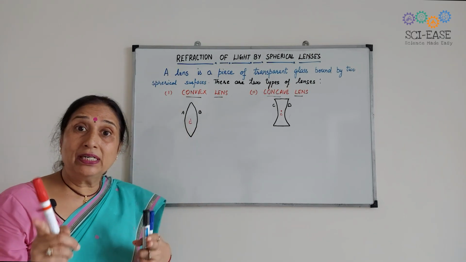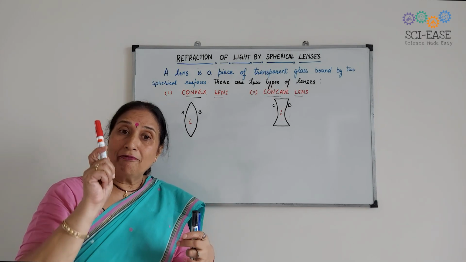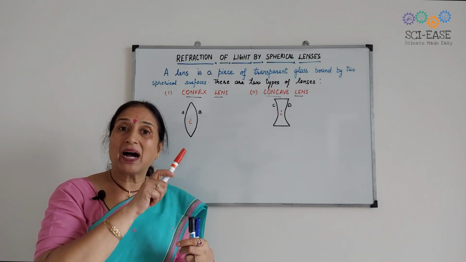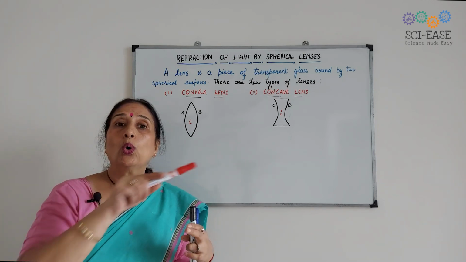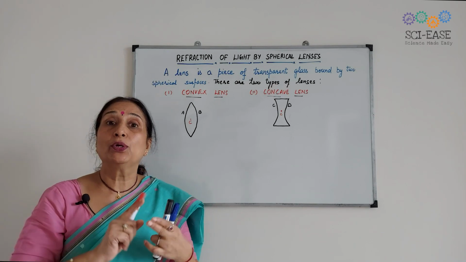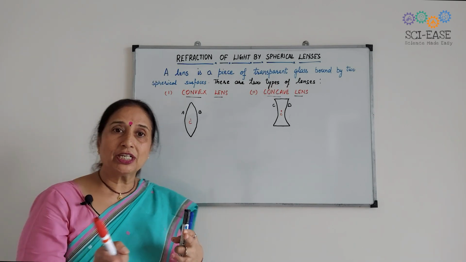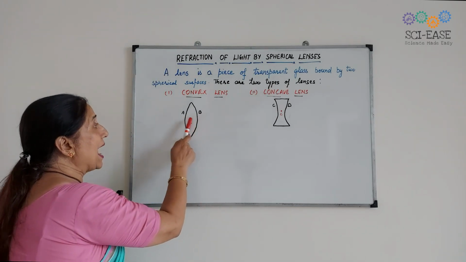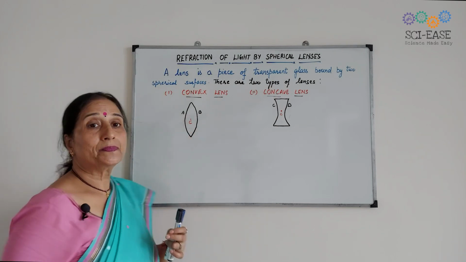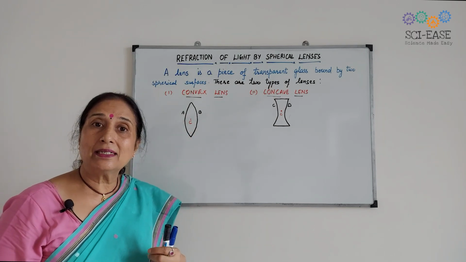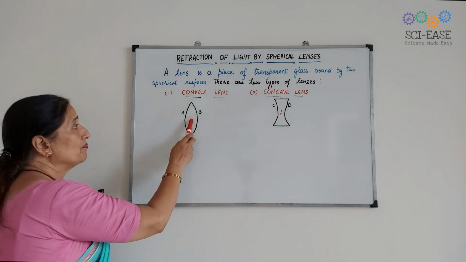And I must tell you this thing, that when a ray of light passes through the optical center, it will go in a straight line. There will be no deviation in this case. Okay, there will be no deviation. It will go straight as it is normal to both the faces of the lens.